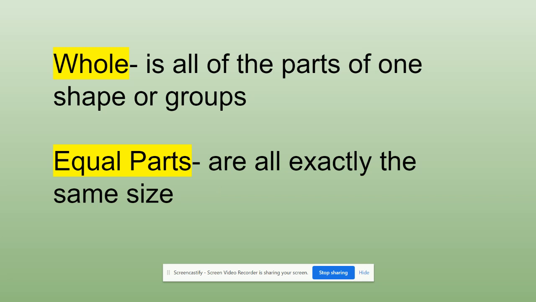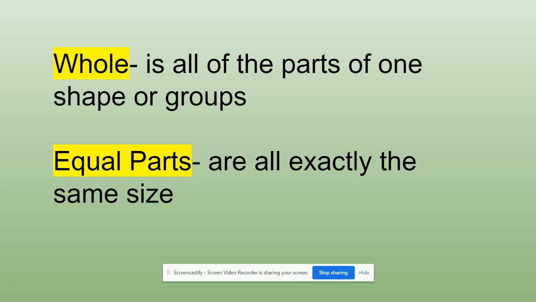All right, and a whole, in the sense of when we're talking about fractions, is all of the parts of one shape or group. So for example, think of a pizza being delivered to your house. All right, when you open up that box, you have one whole pizza. Okay, that's what a whole represents, the whole pizza or the whole shape or group.